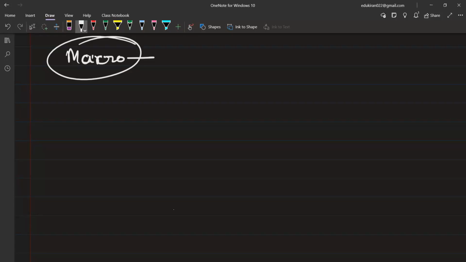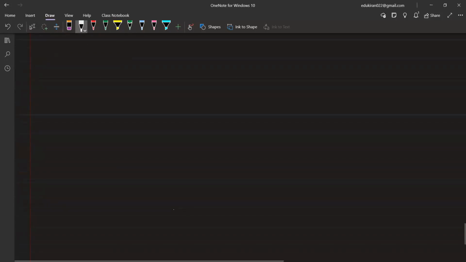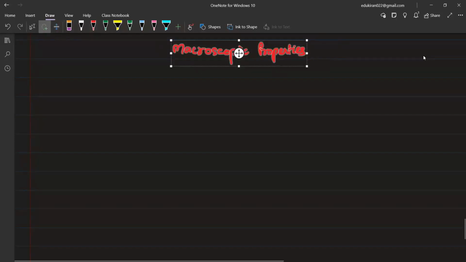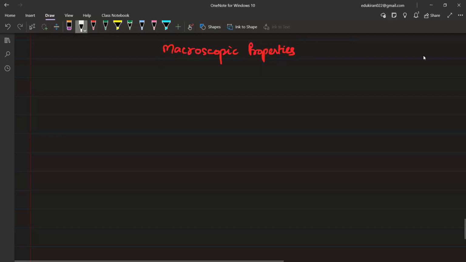Okay. So see here, right next, macroscopic properties. Now, macroscopic properties can be divided into two different types.